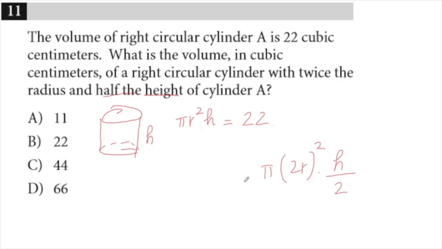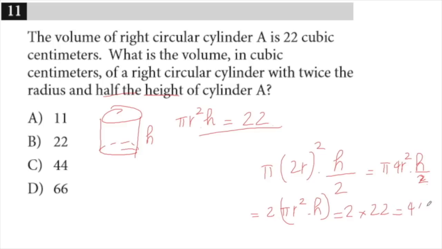So it will be equal to pi times 4r squared times h over 2. And simplifying 4 and 2 here, you get 2 pi r squared times h. Pi r squared times h, you know, is 22. So 2 times 22 will be equal to 44. So that's why we have the final answer is 44.